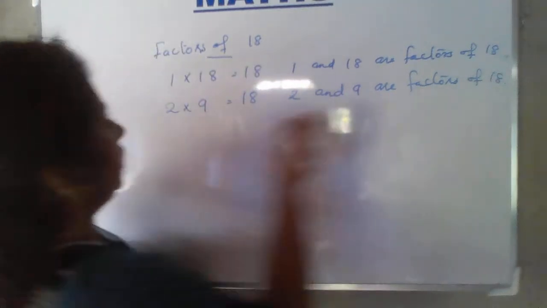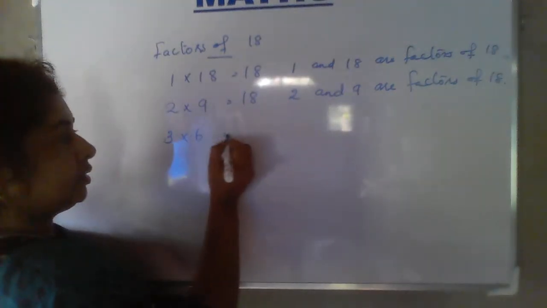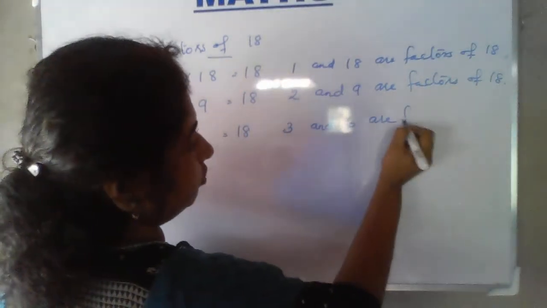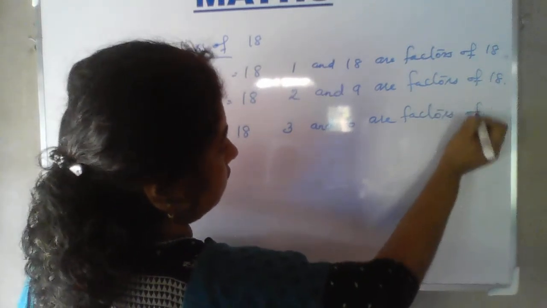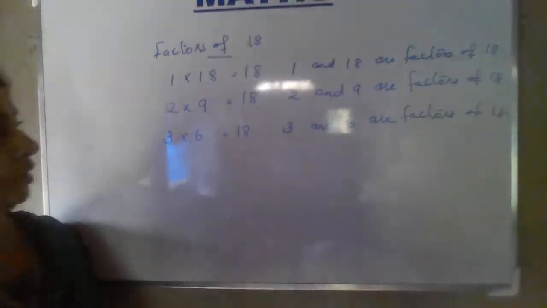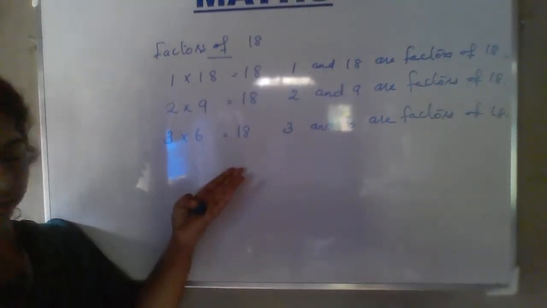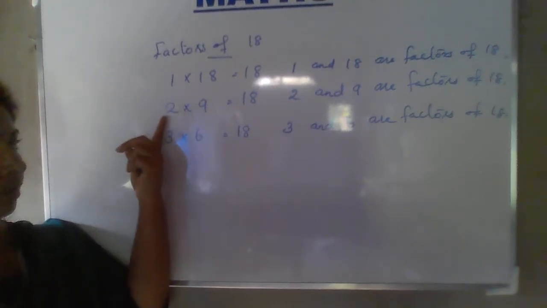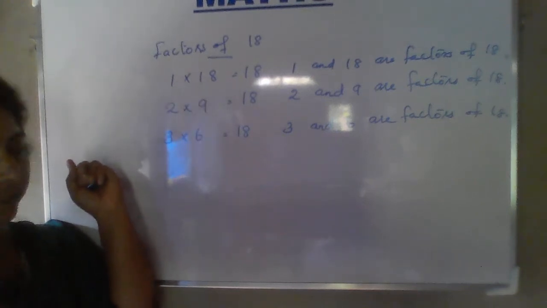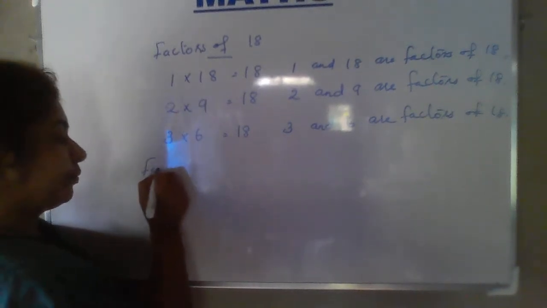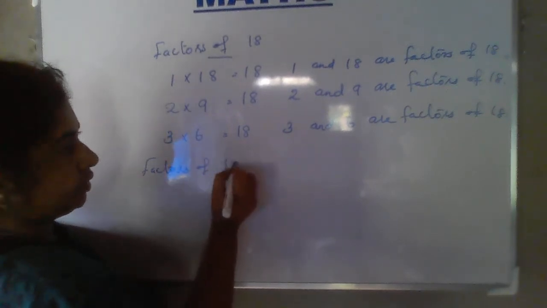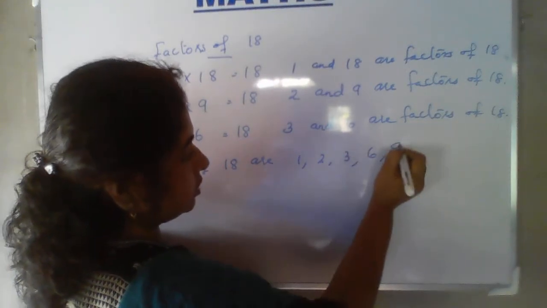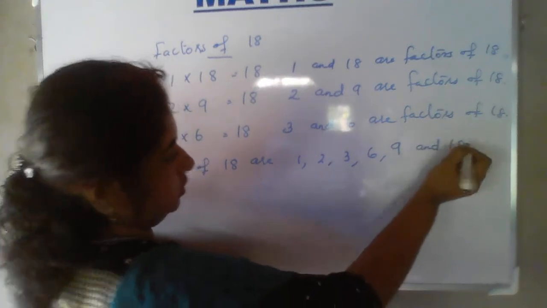Then 3 × 6 is 18. So 3 and 6 are factors of 18. Then next is 4. 4 is not a factor of 18. 5 is not a factor of 18, but 6. 6 × 3 is 18, and 9 × 2 is 18, and 18 × 1 is 18. So the factors of 18 are 1, 2, 3, 6, 9 and 18.